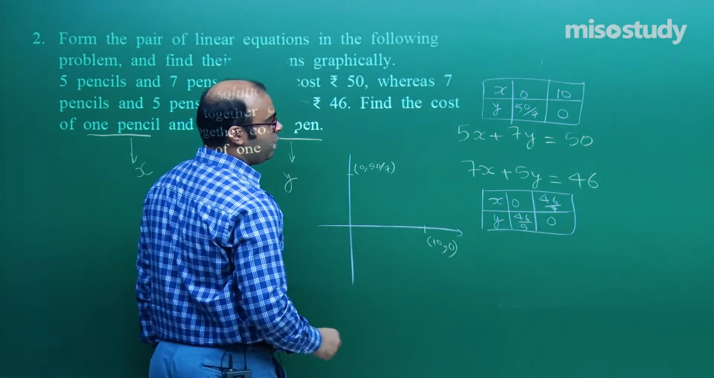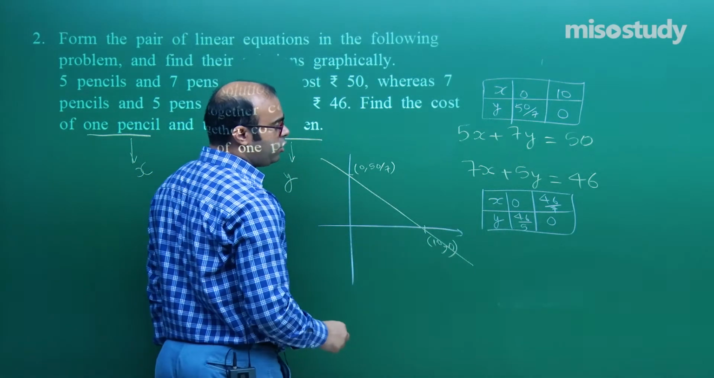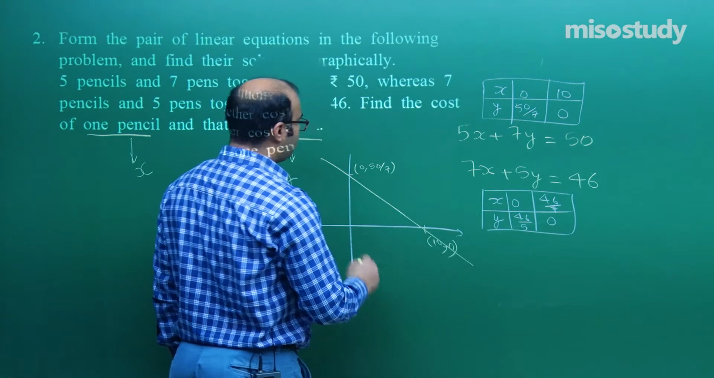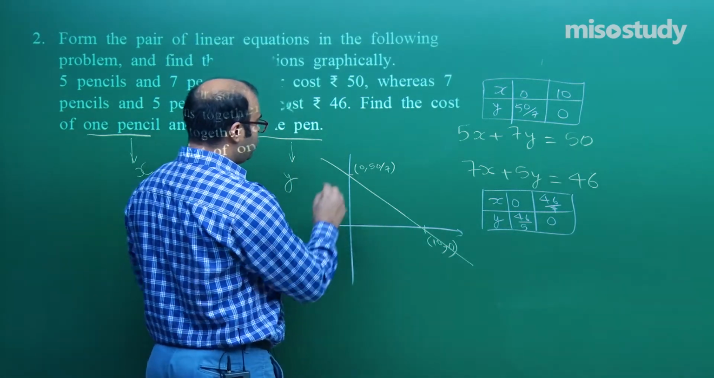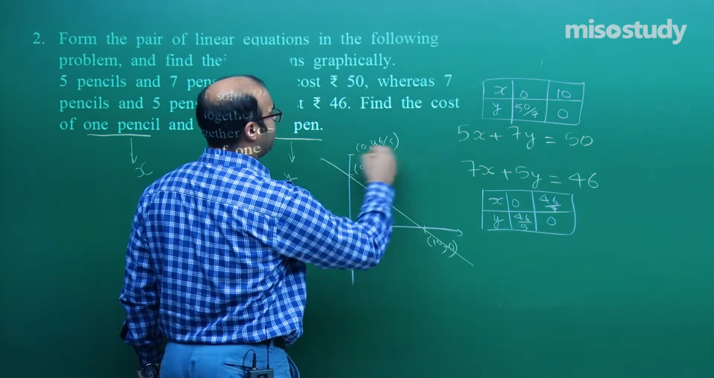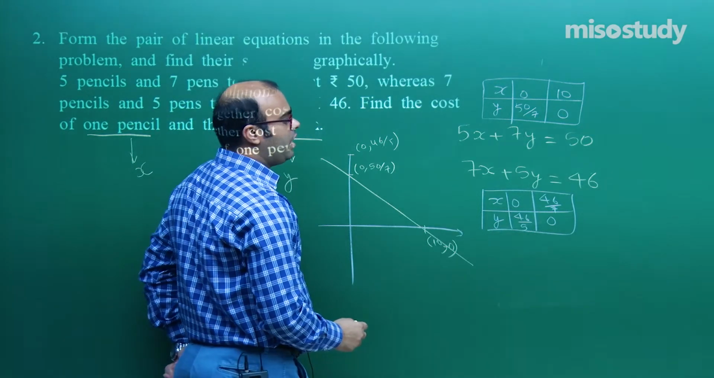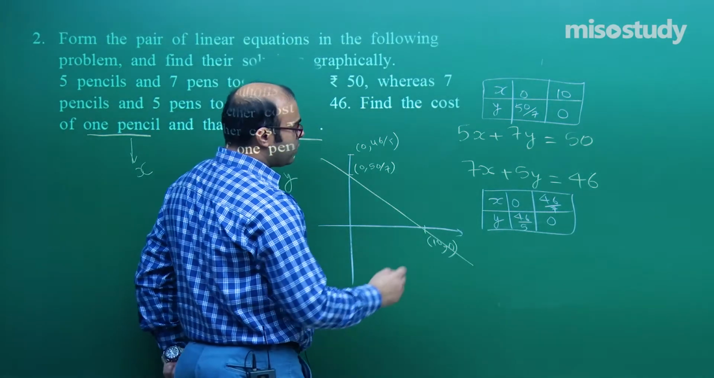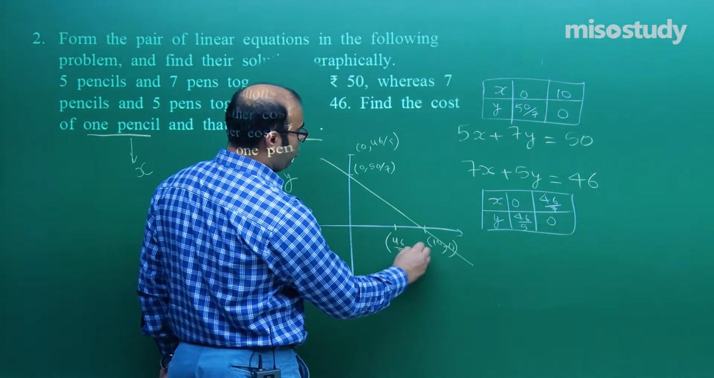Similarly, for this equation, let us draw this line first. For this equation, (0, 46/5). So (0, 46/5) is little more than 9. So it may be somewhere here, (0, 46/5), and (46/7, 0), which is little more than 6. So it may be somewhere here, (46/7, 0).